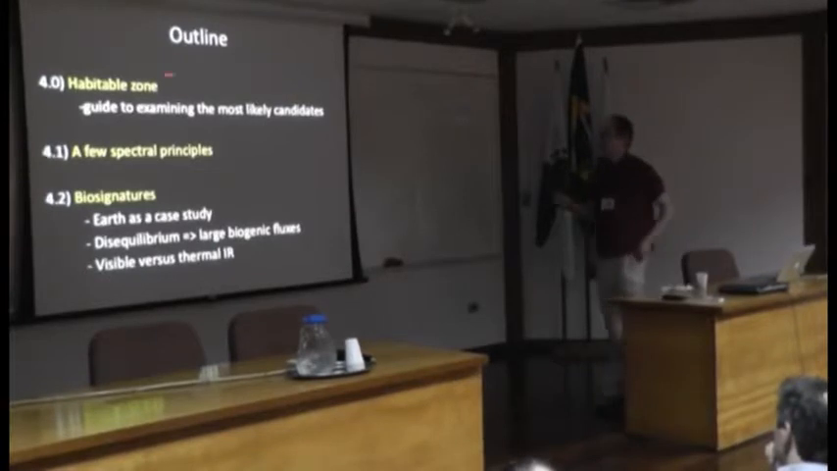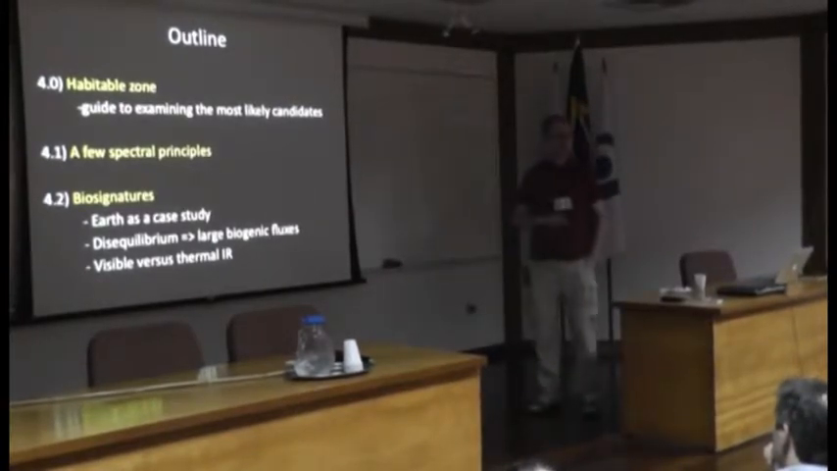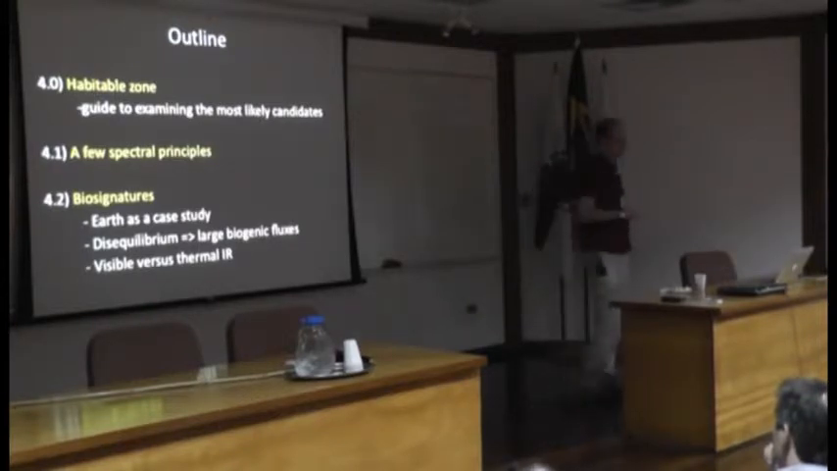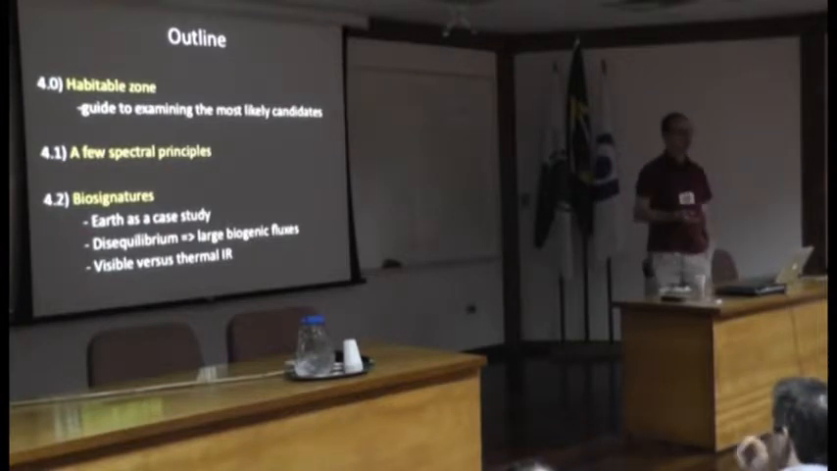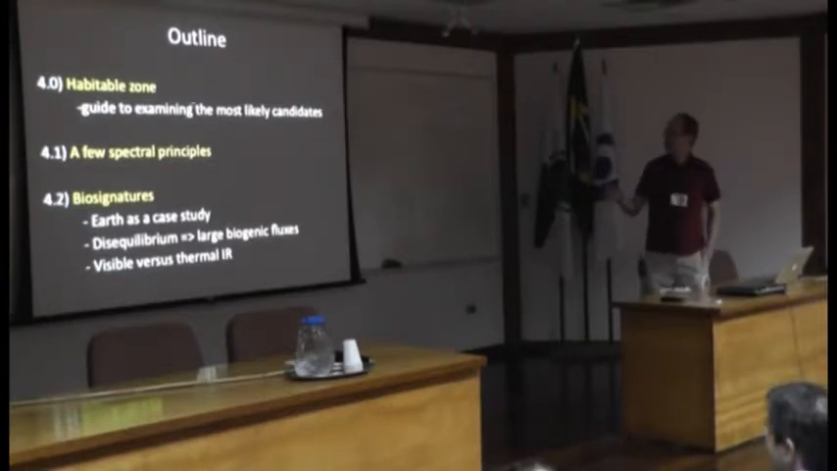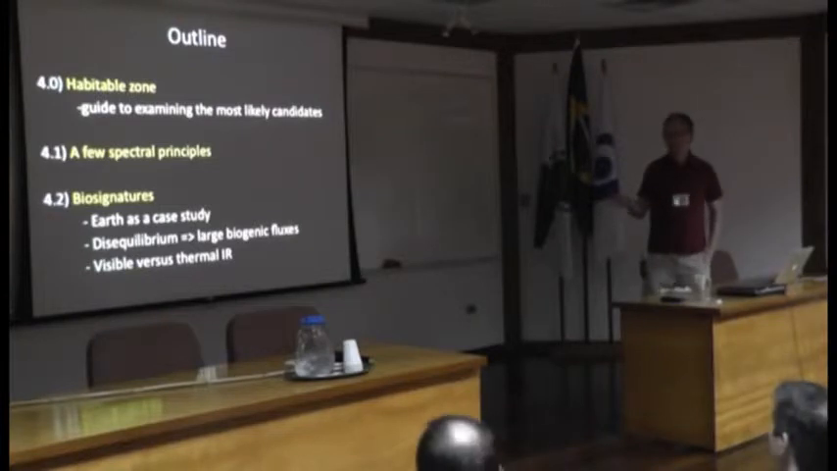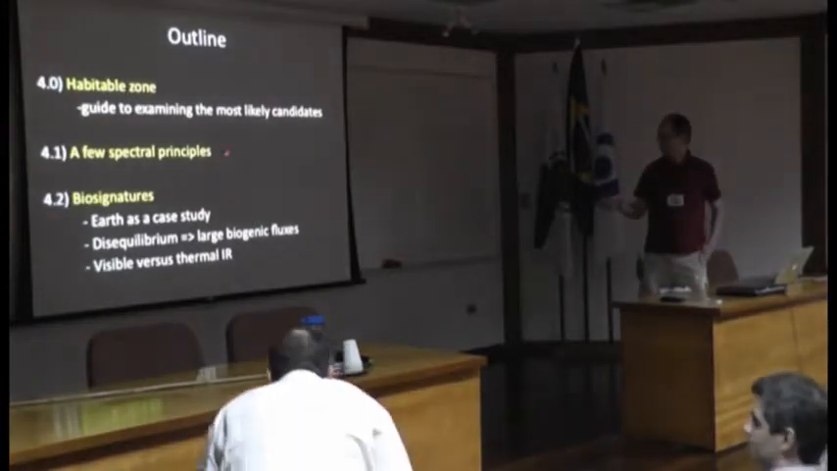So this lecture has three parts. First of all, I'm going to talk about the habitable zone, which is the region around a star where a planet is likely to have liquid water on the surface. And what defines that habitable zone, and also people's questions about whether the habitable zone is the right concept, or should there be a different concept.